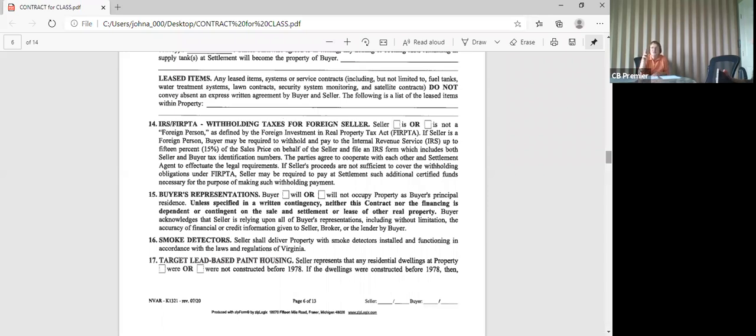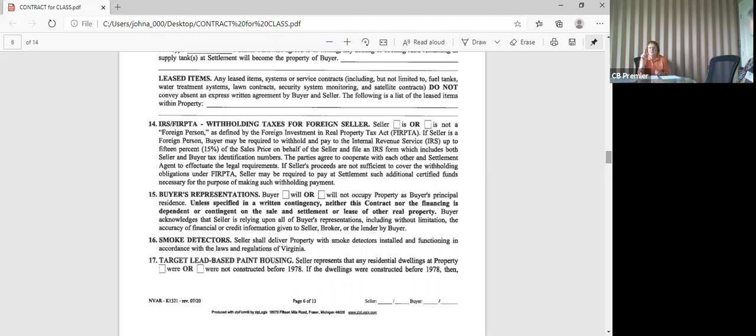What it says here is, he is or is not a foreign person as defined by the Foreign Investment in Real Property Tax Act. If seller is a foreign person, buyer may be required to withhold and pay to the Internal Revenue Service, IRS, up to 15% of the sales price on behalf of the seller and file an IRS form which includes both seller and buyer tax identification numbers. The parties agree to cooperate with each other and settlement agent to effectuate the legal requirements.